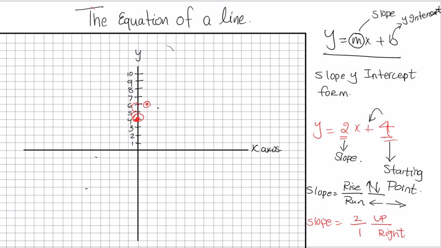From here, you're going to use your slope again. What was that? 2 over 1. So 1, 2 up, and 1 right. Again, 1, 2, 2 up, 1 right. So these are my points.